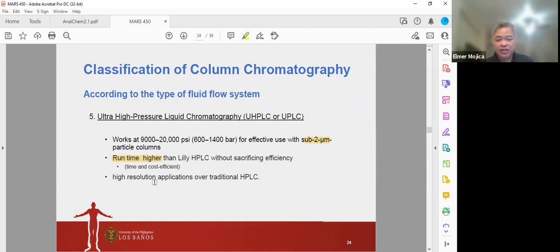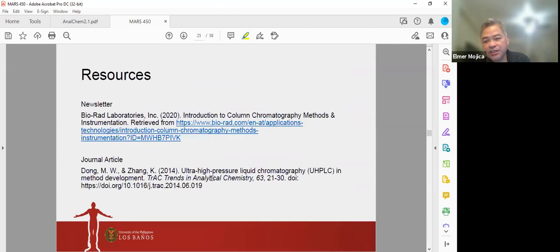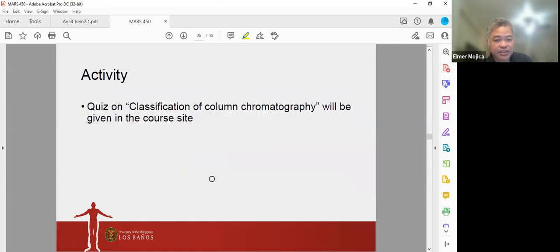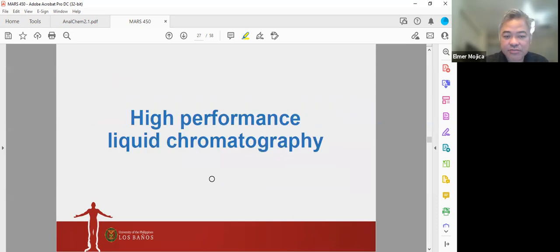And it also has a high resolution application over traditional HPLC. Their chromatogram is similar to GC compared to the LC. Now, for other information about the column chromatography, you can go to these resources, okay? And just watch for the announcement with respect to the quiz or problem sets that will be tackled about this one.